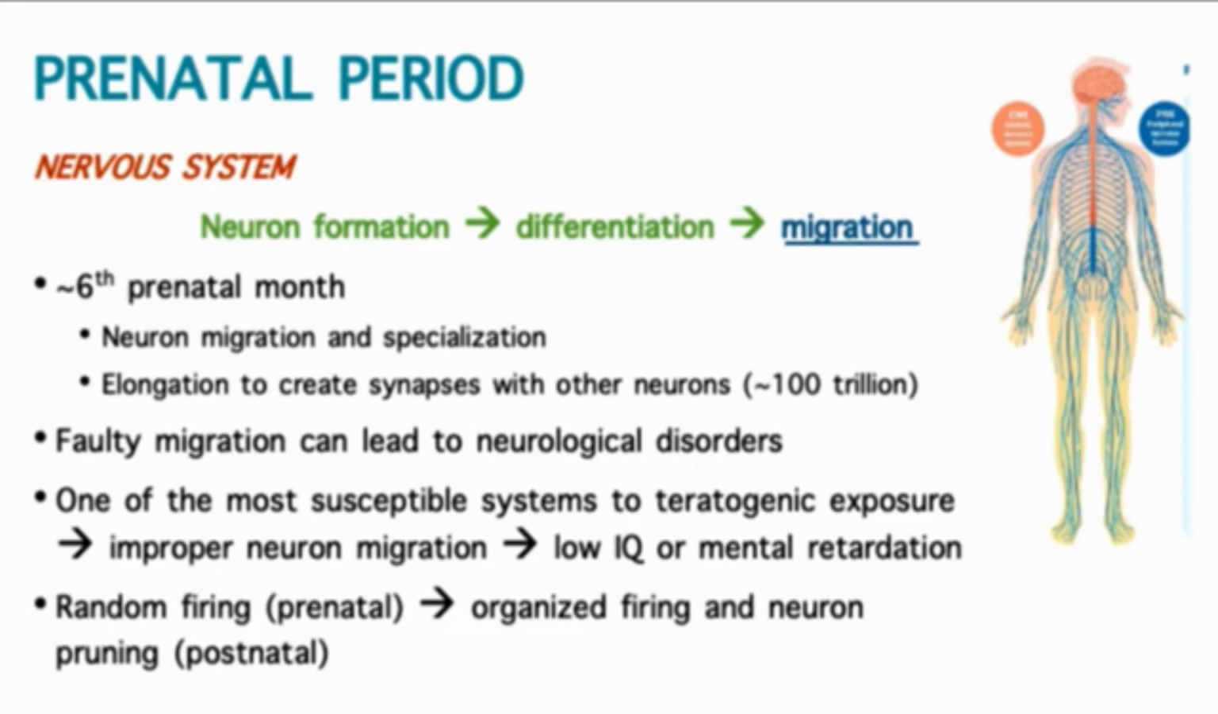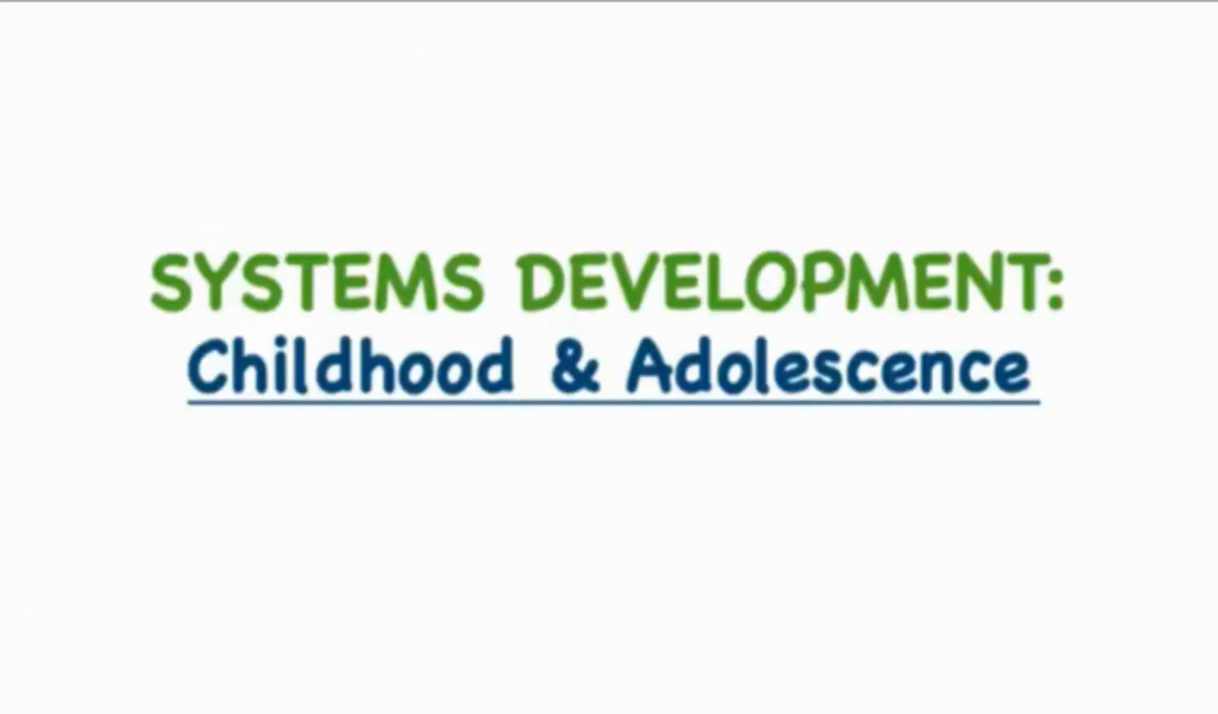That concludes the prenatal period as a whole and the different body systems and their development, which brings us to our next big stage of development, which is childhood and adolescence.